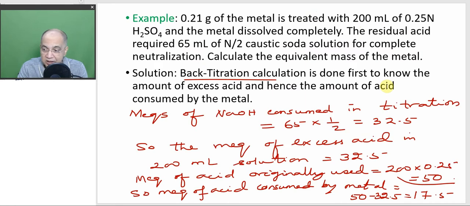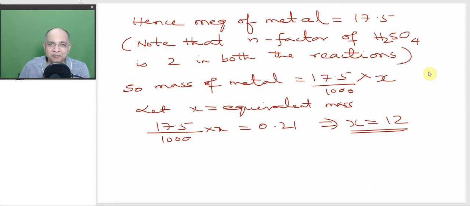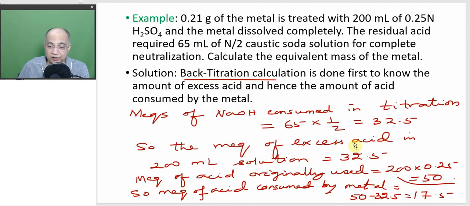If the milliequivalence of sulfuric acid consumed by the metal is 17.5, then the milliequivalence of metal is also 17.5. But here there is a problem. It is because the N factor of sulfuric acid is 2 in both the reactions. You see, the back titration is an acid-base titration. It's a non-redox metathesis reaction, right?